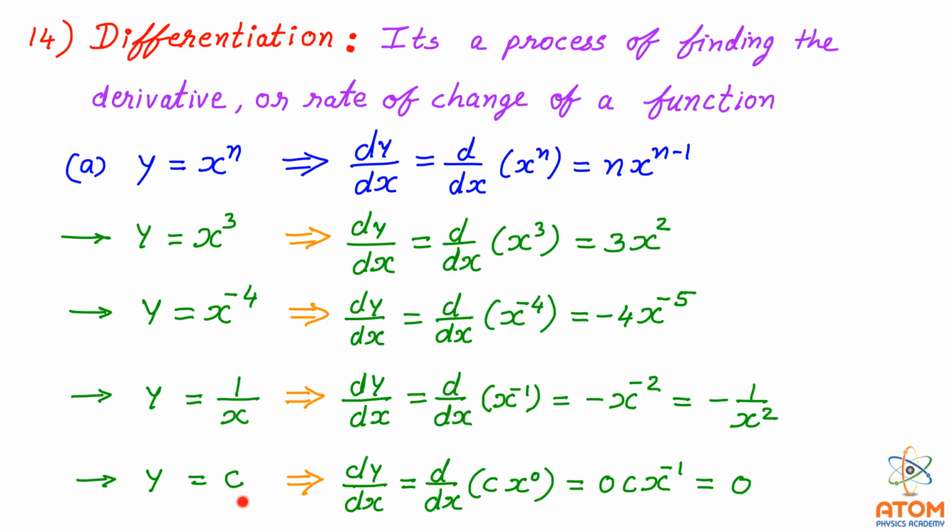Then y is equal to c. Here c is a constant. Mind well, it is a constant. So differentiation of y with respect to x, that is dy by dx, is equal to d by dx of c into x raised to 0, I can write. See, there is no variable with c. So I can put the variable x raised to 0 because x raised to 0 becomes 1. So I can write c as c into x raised to 0.